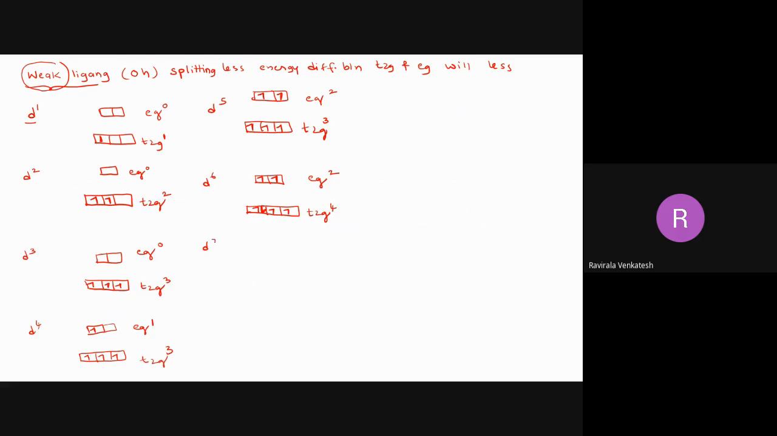Next, D7 if I take, what happens? Okay, D7 I am taking here. Now again take Eg here, T2G and Eg. So 7 electrons we need to fill. 1, 2, 3, 4, 5, 6 is pairing and 7 also getting pairing here. So T2G how much here? 5. Eg will be 2 here.